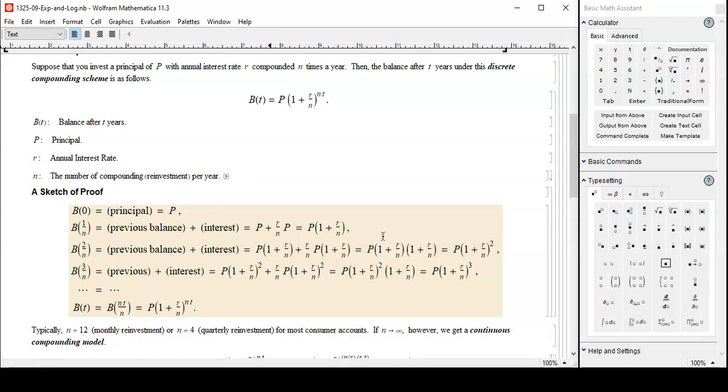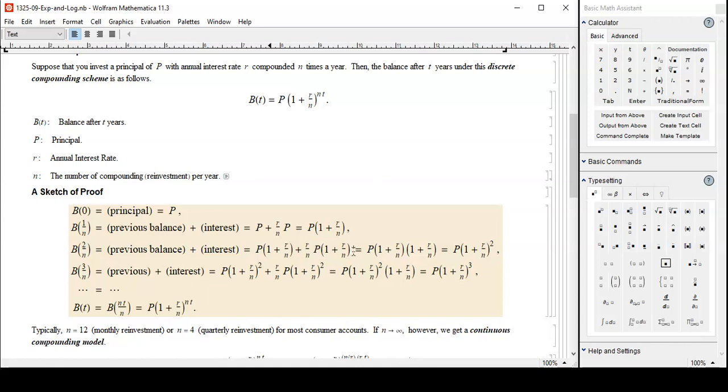Let's do this again. Next compounding period later, this amount of money plus the interest. This is the previous balance, okay? So the previous balance is this, and then the interest: that money times the interest rate of R over n. Again, R is the annual interest rate. So for quarterly compounding, I have to multiply by R over 4. For monthly compounding, R over 12. So R over n is the interest rate for that compounding period.